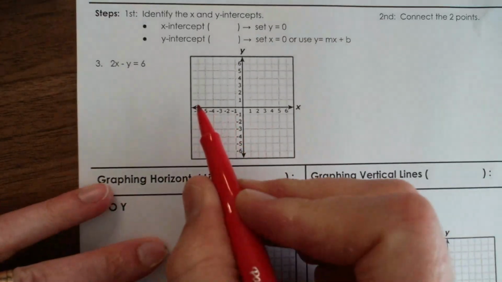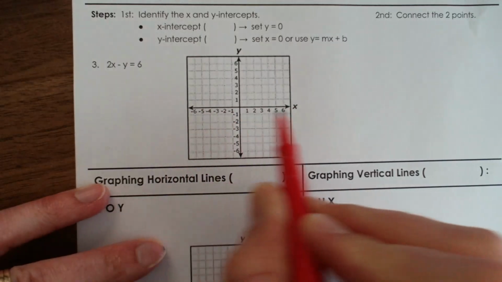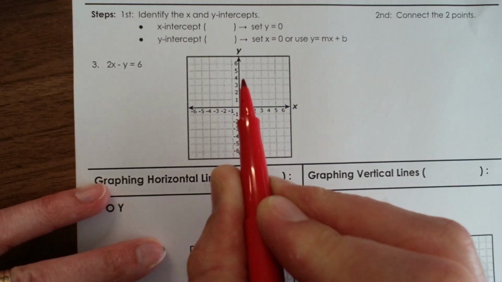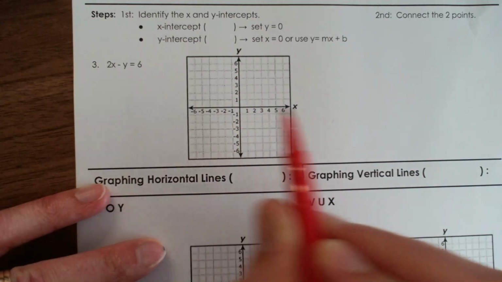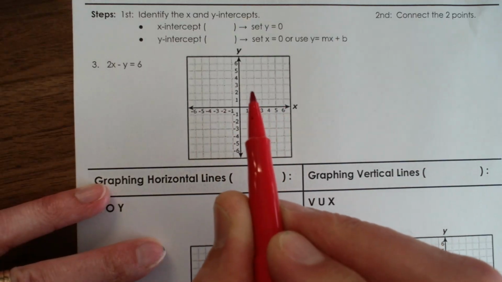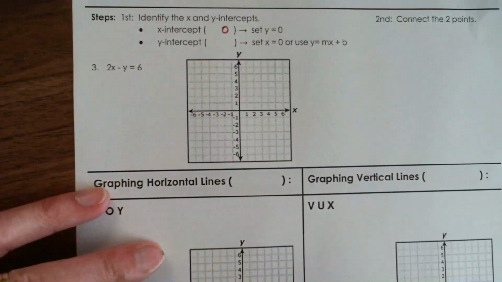Well, the x-intercept is a dot that's somewhere along here. And I don't know what x is going to be. But I know this for a fact. My y value is not positive because it's on this line. It's also not negative because it's on this line. So therefore, for my x-intercept, my y value is 0.